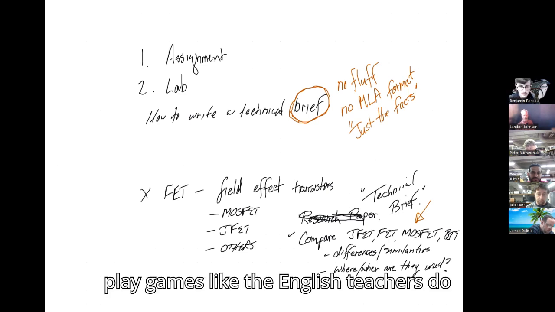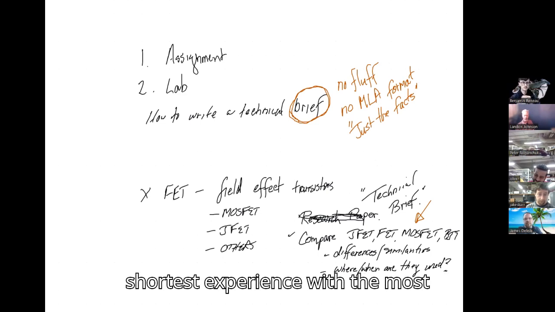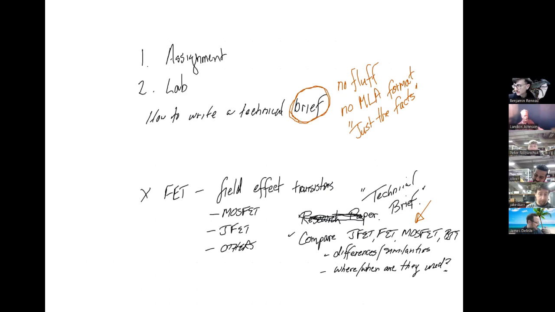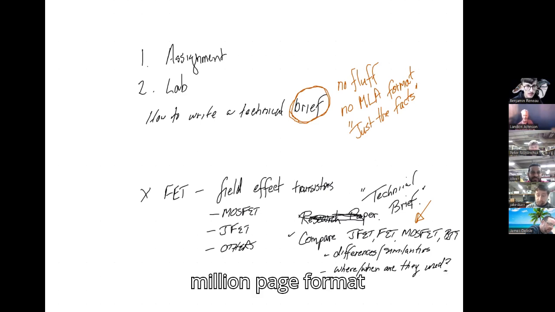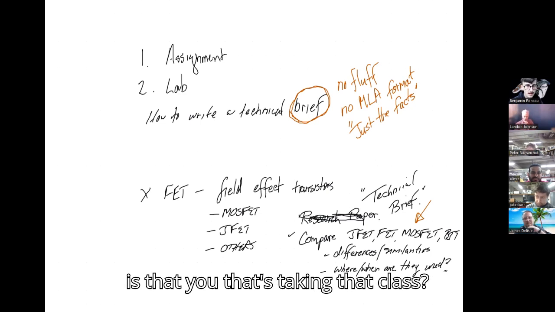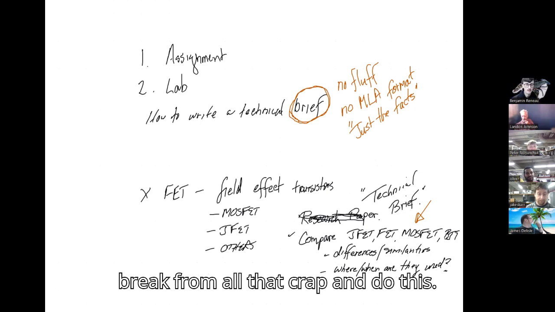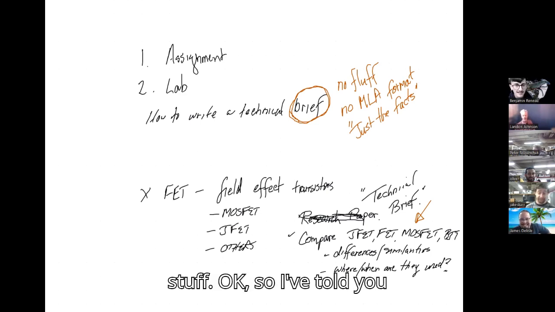I'm not going to play games like the English teachers do and say, well, it's got to be this format and that format. The person who gives me the shortest experience with the most information is the winner. Okay, do you understand what I'm getting at there? So I don't know who it was, Ben, and maybe it was you that stuck with this five million page format written English paper you have to do? Is that you that's taking that class? That's Jake and Peter. Oh, Jake and Peter, yeah. So, yeah, take a break from all that crap and do this. It'll be a lot more fun because you don't have to worry about all that formatting stuff.